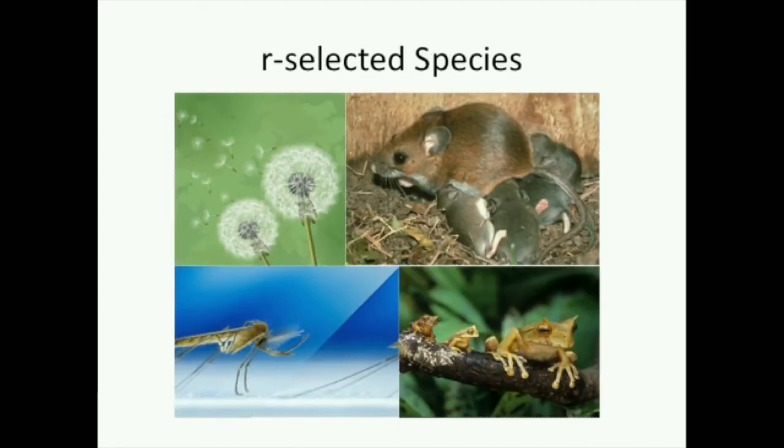These are some examples of the R-selected species, as you can see here. We have dandelions, mice, mosquitoes, and frogs. The R-selected species are found in unstable, temporary, and frequently disturbed habitats.